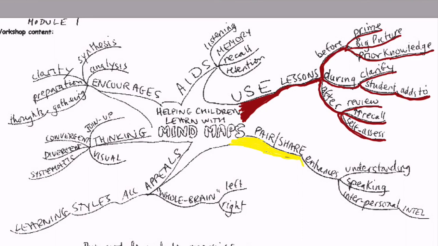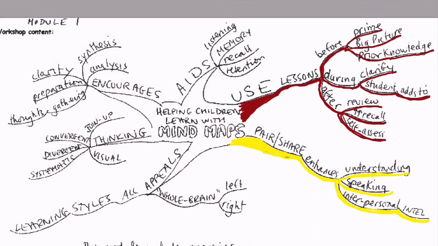I mentioned pair share. Pair share is a particularly good way of getting students to interact with their own thinking, but also to interact with another student. So pair share, which mind maps are ideal for, enhances understanding. They can help students become clearer with their speaking and the way that they can talk about ideas. And actually, when you're doing pair share, each student is developing their interpersonal intelligence.